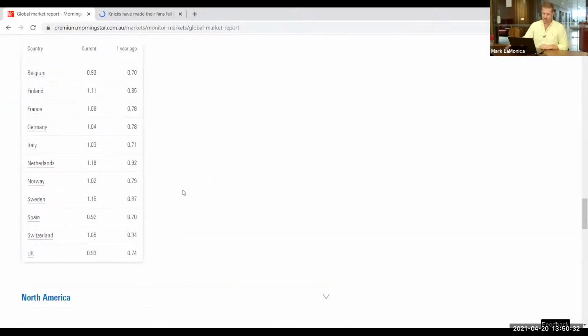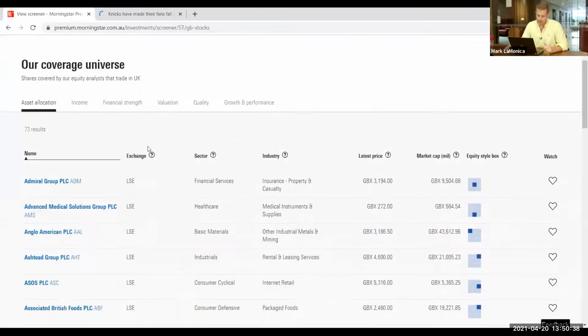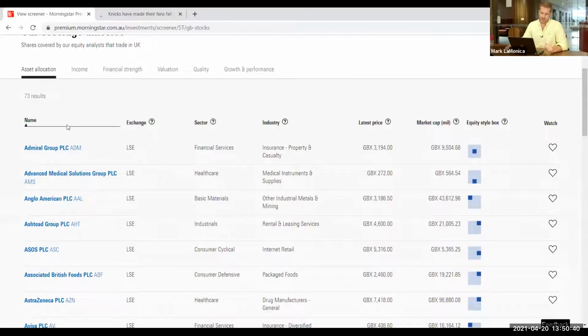Europe's more interesting because we've got a lot of them. So like UK, if I want to see what we cover in the UK, I simply click on UK or any of those other countries, and you'll see everything that we cover. So we cover 73 UK companies that you get access to. So yes, you do get access to everything.